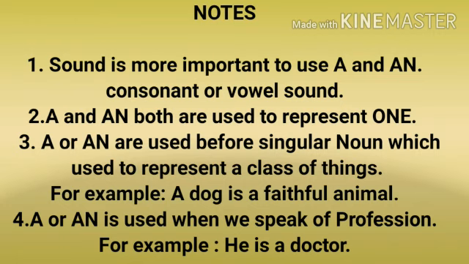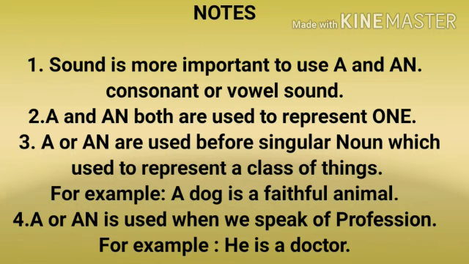Now some important points which we got in this class. Point number 1, sound is more important to use a or an, the consonant or vowel sound. Point number 2, a and an both are used to represent one. Point number 3, a or an are used before a singular noun which is used to represent a class or thing. For example, a dog is a faithful animal. Here dog is representing the whole class.